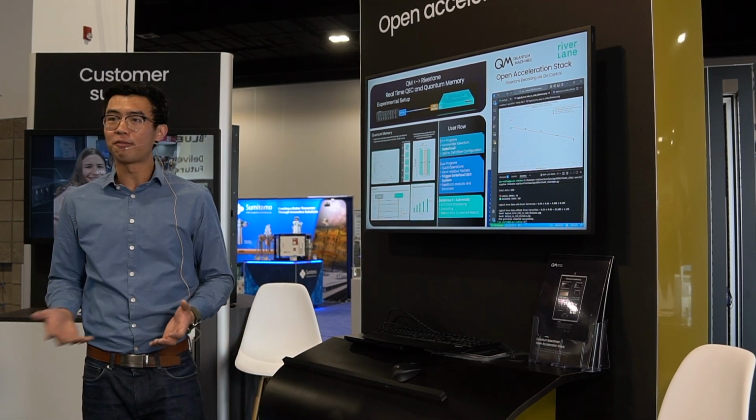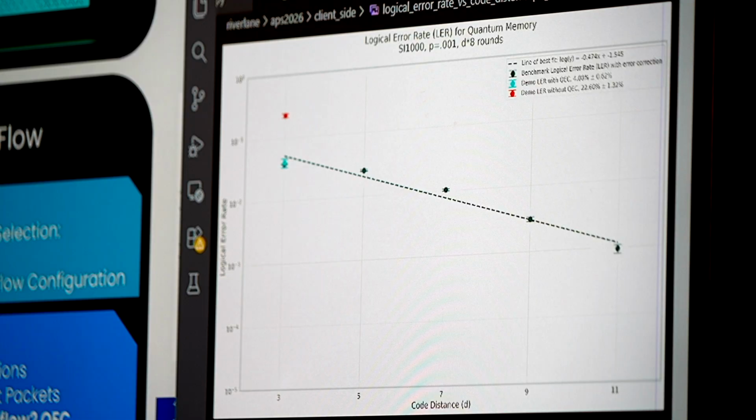This is a graph with all of our prior measurements that were taken before we did this real-time demo. You can see at the different distances with 50,000 shots what our logical error rate was. Now, the light green is what our logical error rate of the live demo just was with 1,000 shots, and the red dot is what it would look like without error correction. You can clearly see how much better our logical error rate is when we have error correction.